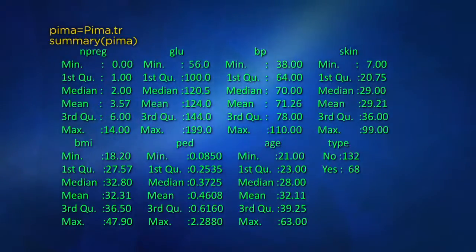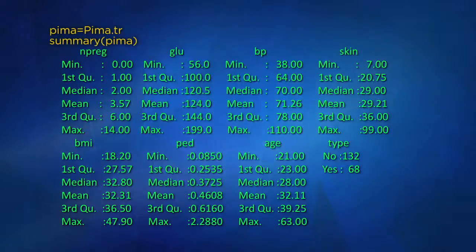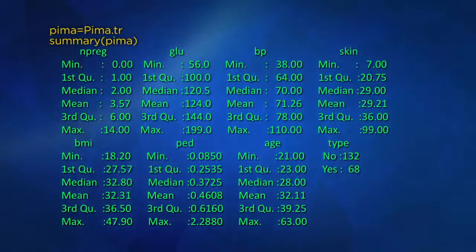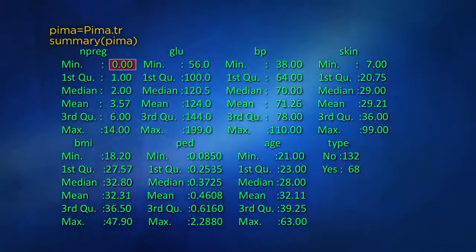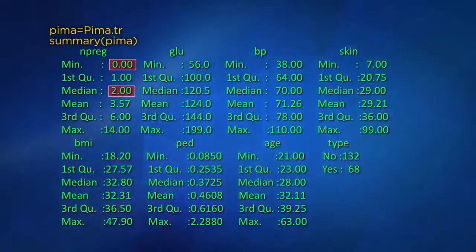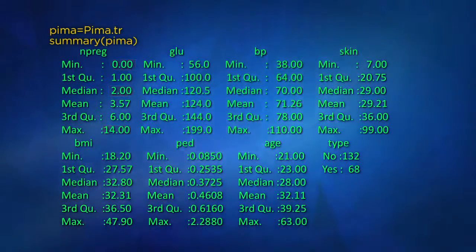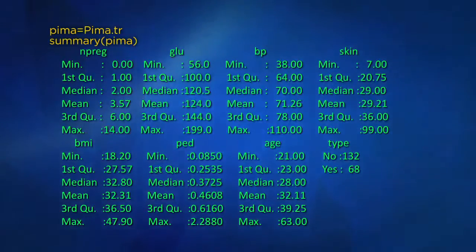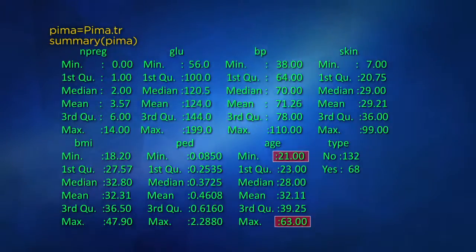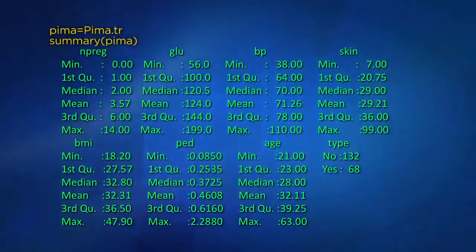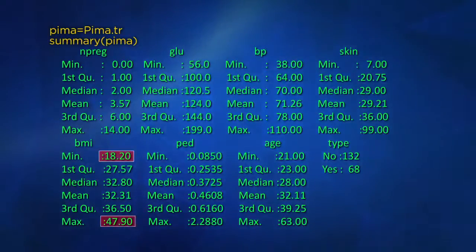Well, a couple of things really stand out here. In particular, check out some of those maximum values. Notice the number of pregnancies. Minimum of 0, that makes sense. Median of 2, okay, I can go with that. Maximum of 14, wow. That's a lot of babies to come out of one woman. Notice also, here we see age. So our age ranges from a minimum of 21 to a maximum of 63. That's pretty sensible. Body mass index goes from a minimum of 18.2 up to a maximum of 47.9.